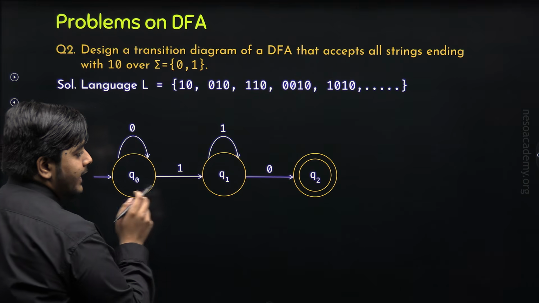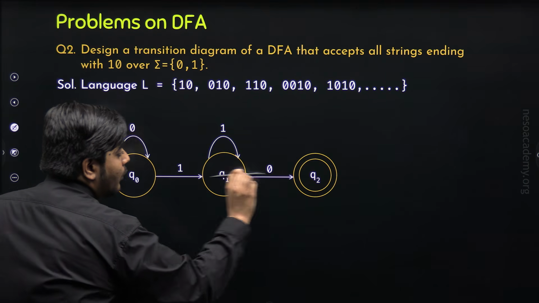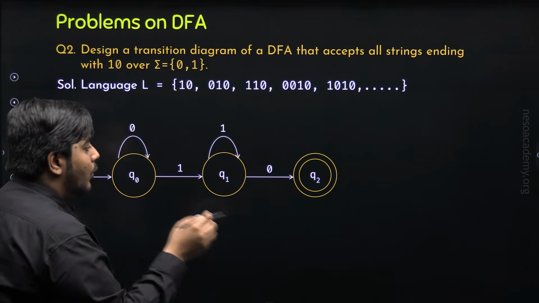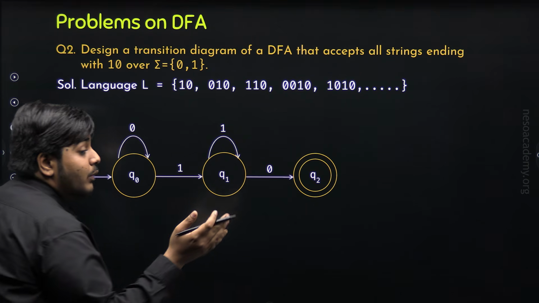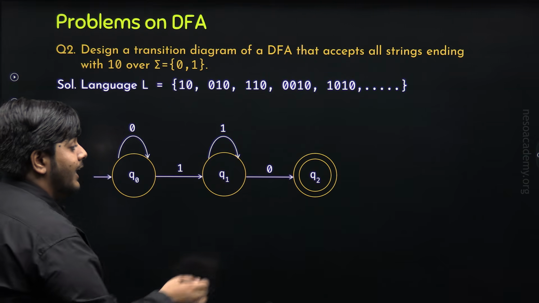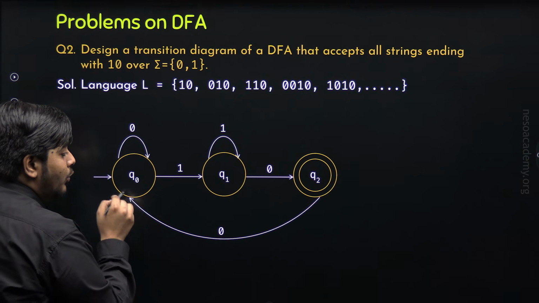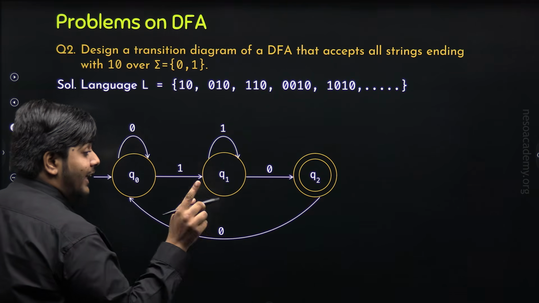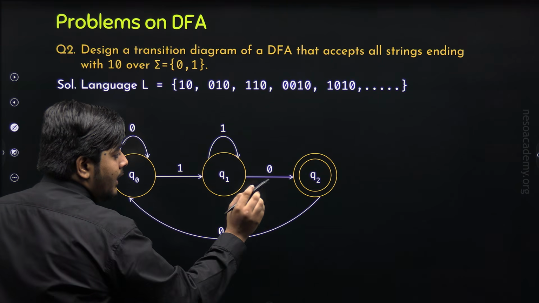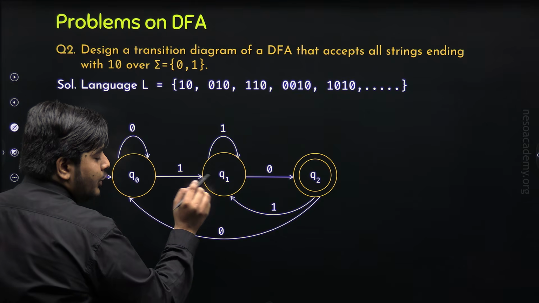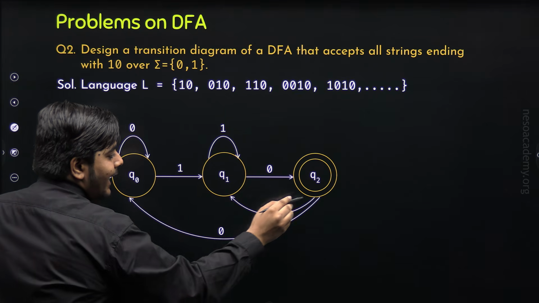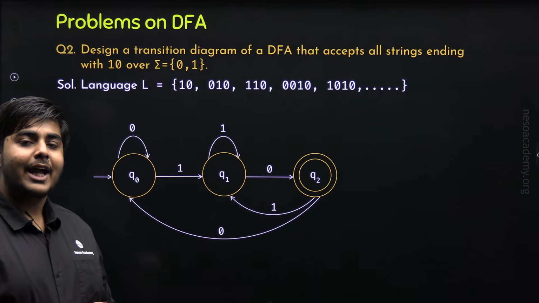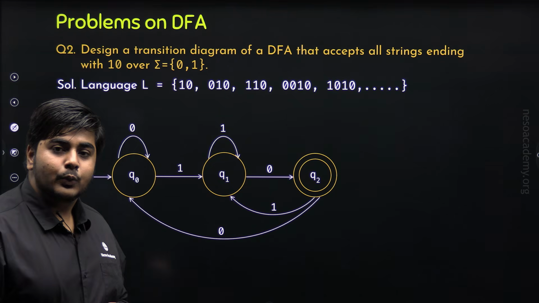You can already see that 10 is already processed. So if I get another 0 after 10, it will destroy the whole pattern, and I need to go back to the state Q0 so that my string ends with 10. And if I get the input symbol 1, then I will go back to the state Q1 so that my string ends with 10. So this was the transition diagram for problem number 2.